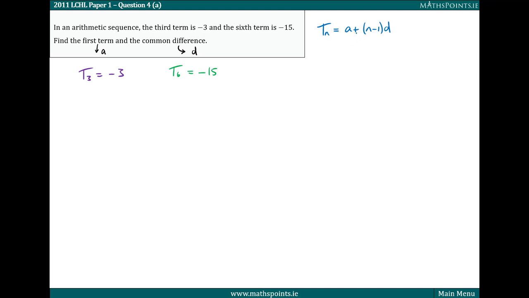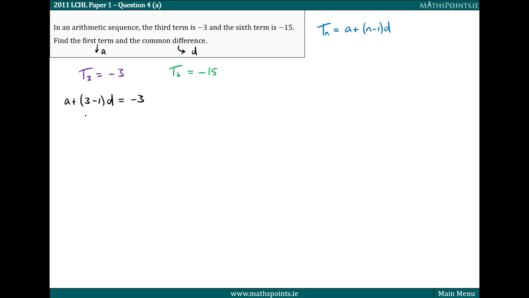And what we know is that if we were to put 3 into this formula for n, so where n is equal to 3, the result should be minus 3. So let's go ahead and do that. We're going to sub in 3 for n. So a plus (n minus 1) is going to become (3 minus 1) times d. Again, we don't know a and d. They're unknowns at the minute. And the result is minus 3. When 3 goes into the formula, the result is minus 3.